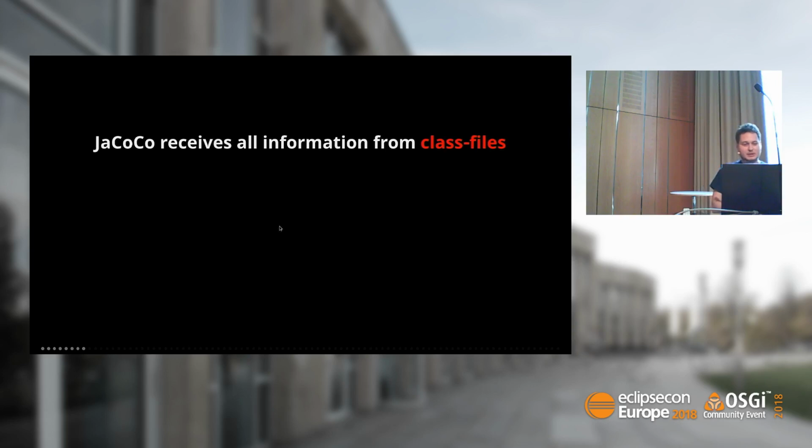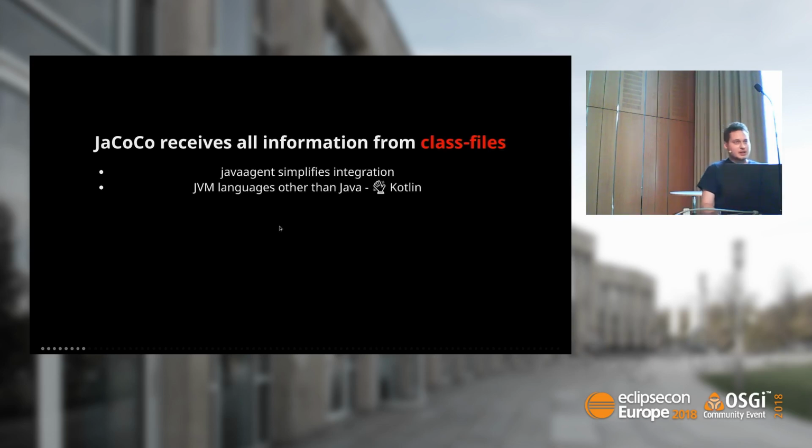Before we talk about that, it's important to understand that JaCoCo receives all the information from the class files. So this is pretty neat. It allows simplifying the integration of code coverage measurement into the build process. It opens a door for languages other than Java: Kotlin, Groovy, Scala, whatever.